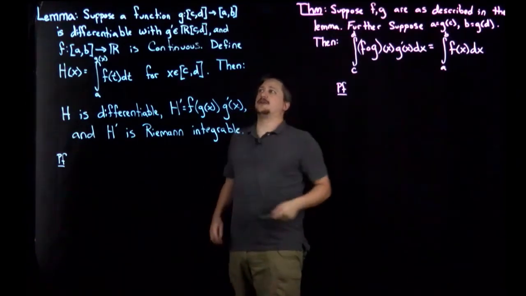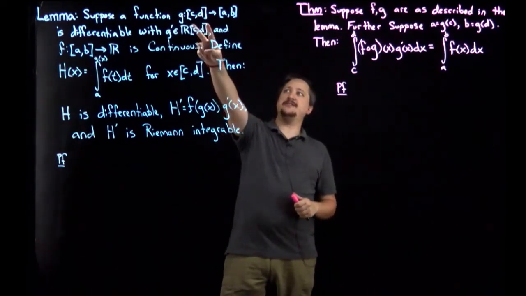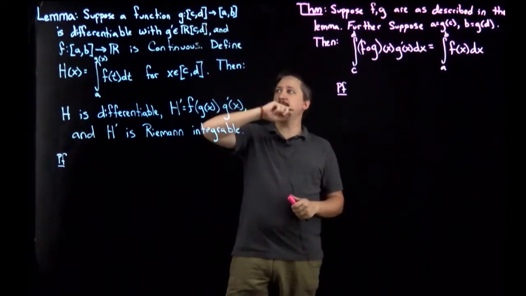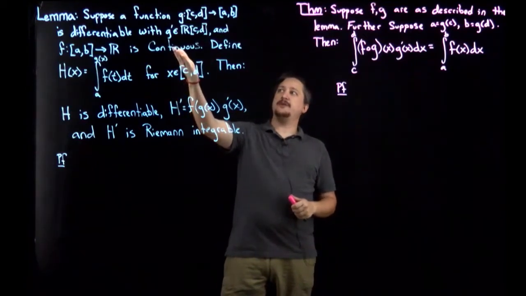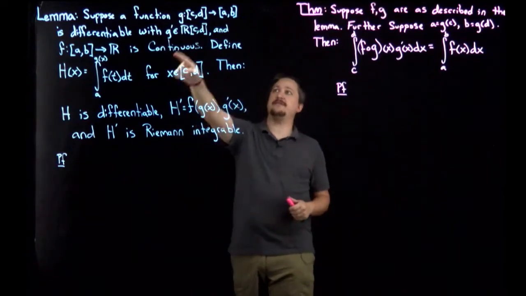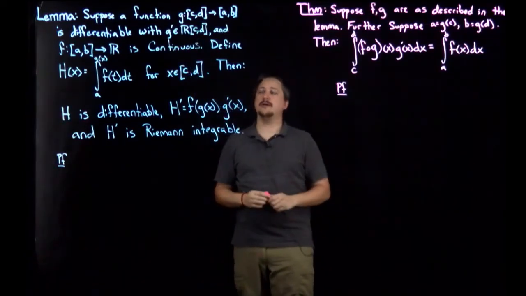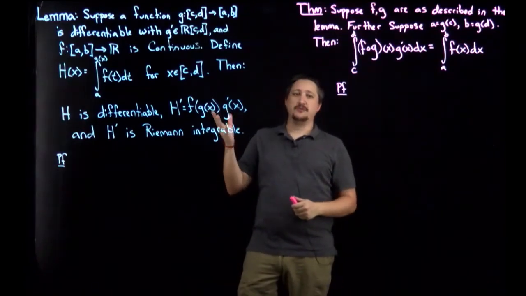So, for our lemma, we're supposing we have this function g from this interval CD to AB. It's differentiable, and we have that the derivative is Riemann integrable. In the text, they don't have this piece, but we're going to need this in order to make it sort of a real useful lemma.